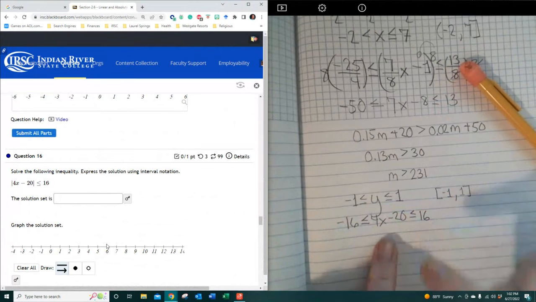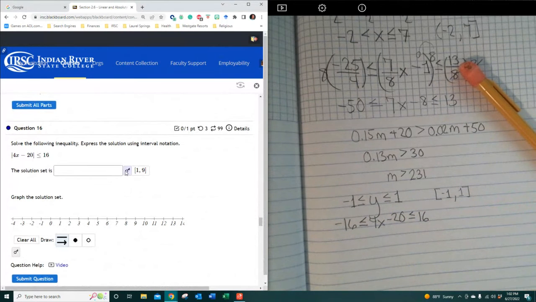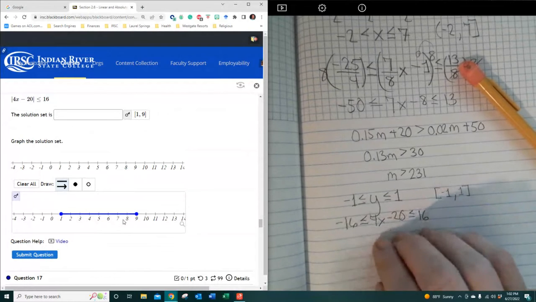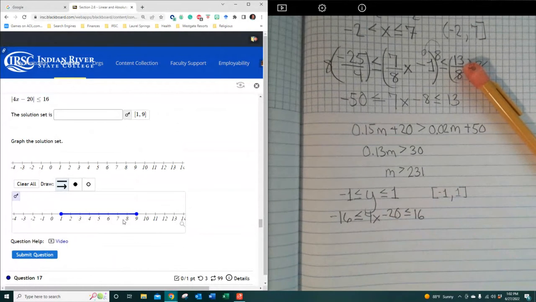I'm giving you the strategy for when you handle inequalities. So your answers here would be 1 and 9, and then you have your arrangement. I'm not going to keep beating a dead horse. You can figure out what to do from this point after I've set it up for you.